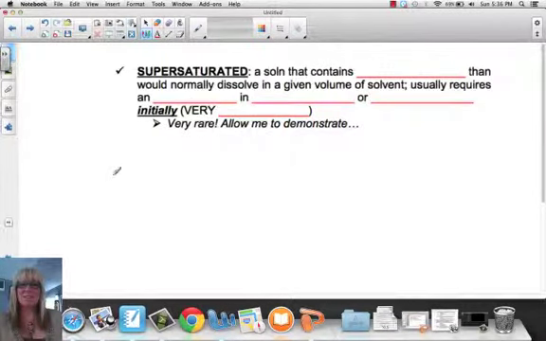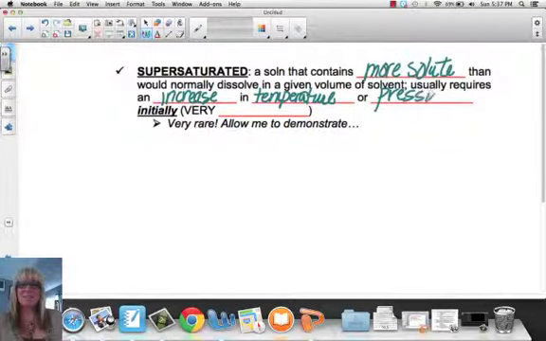And then we have supersaturated, a solution that contains more solute than would normally dissolve in a given amount of solvent. This usually requires an increase in temperature or pressure. And it's initially very unstable.